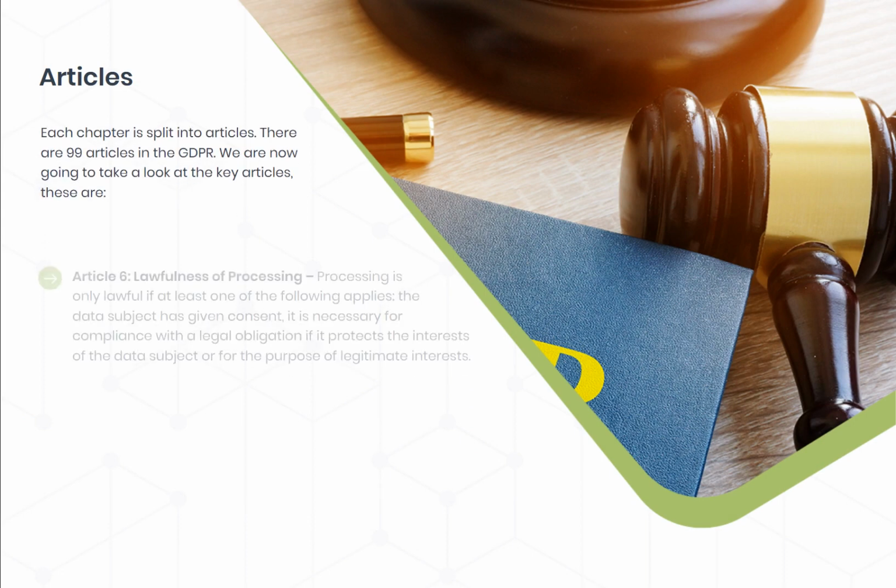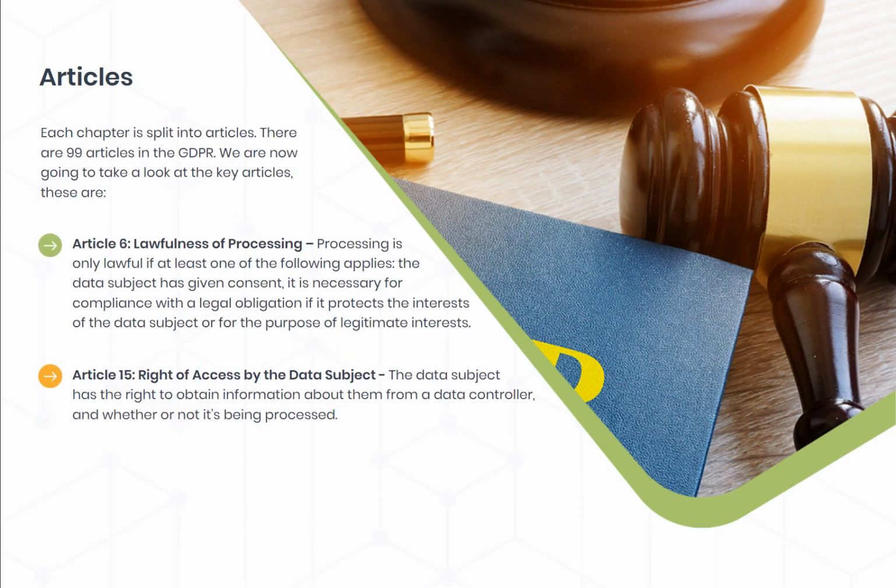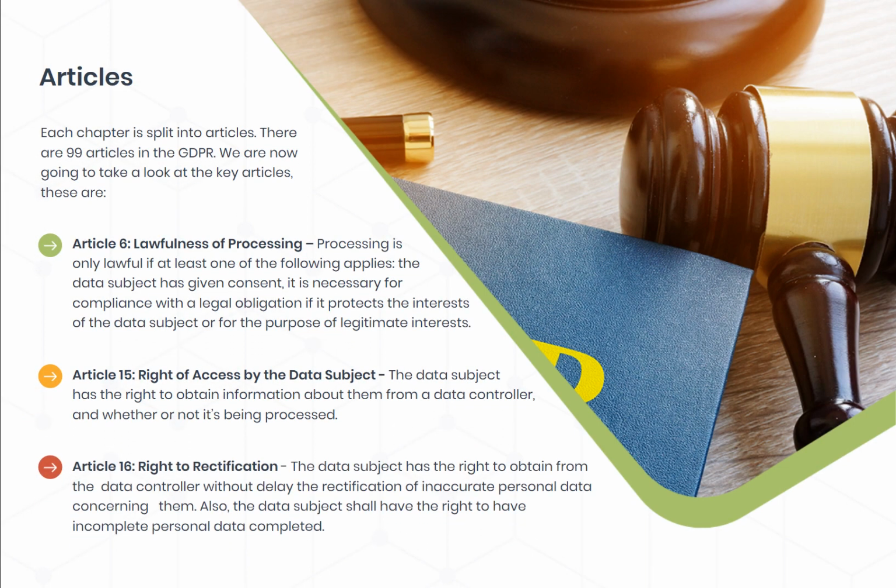Articles. Each chapter is split into articles. There are 99 articles in the GDPR. We are now going to take a look at the key articles. These are: Article 6, Lawfulness of processing. Processing is only lawful if at least one of the following applies. The data subject has given consent. It is necessary for compliance with a legal obligation, if it protects the interests of the data subject, or for the purpose of legitimate interests.